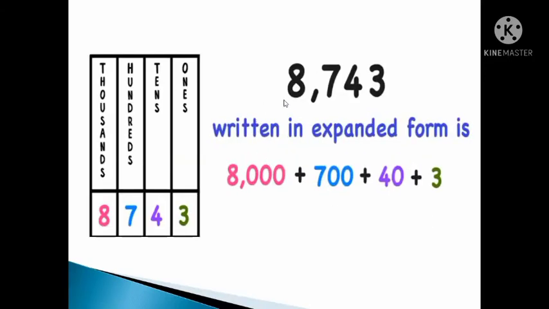See how to write the number 8743 in expanded form. So 8000 plus 700 plus 40 plus 3. So 3 is in ones place, 4 is in tens place, 7 is in hundreds place, 8 is in thousands place. 8000 plus 700 plus 40 plus 3.